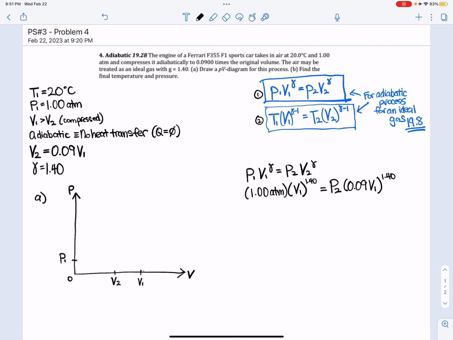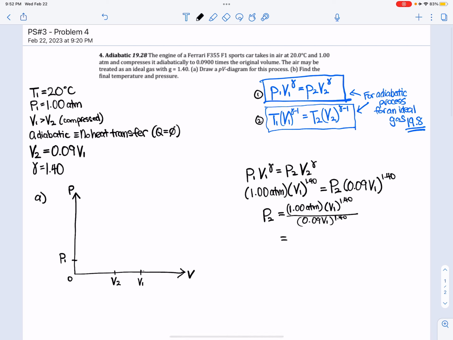So using algebra, I can find my final pressure. That will be 1.00 atm times my initial volume to the 1.40, over 0.09 V1 to the power of 1.40.